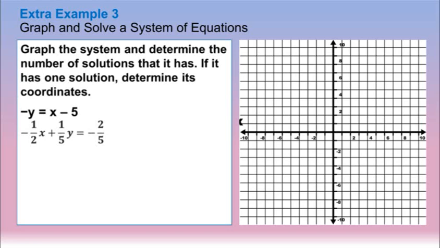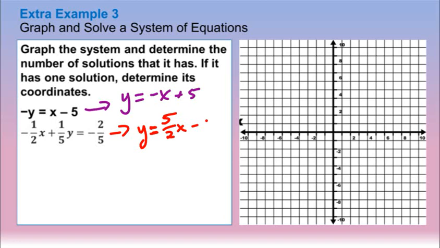Next, graph this system. First one here, gonna divide everything by -1, so that would be a negative x plus 5. And this one would be going to add 1/2 and then multiply everything by 5. So that would be 5/2 x minus 2.